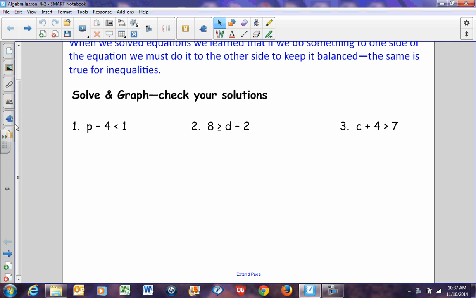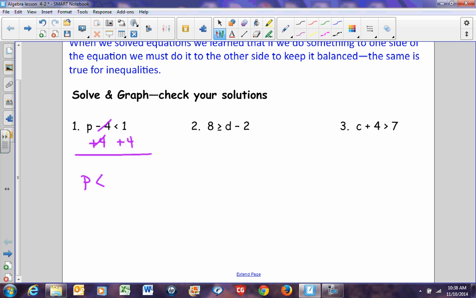P minus 4 is less than 1. All we need to do is get P by itself. 4 was subtracted from P, so we will do the opposite of that by adding 4 to both sides. If we add 4 to the left side, we must add 4 to the right side. Remember, the inequality symbol divides your inequality from the left side to the right side. Negative 4 and positive 4 cancel out, leaving us with P is less than 1 plus 4, which is 5. So P is less than 5.